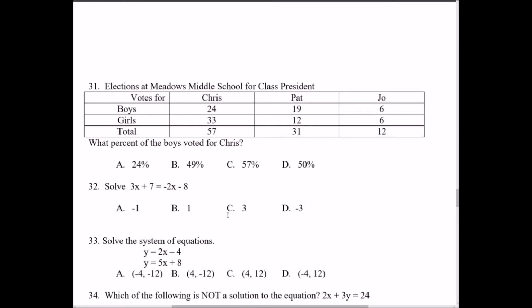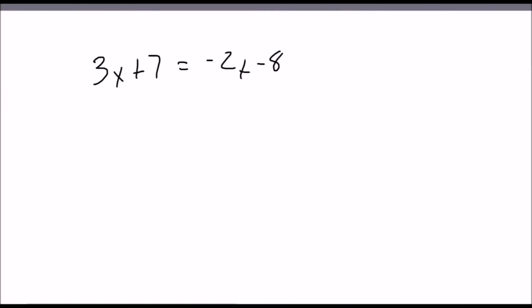Number 32. Solve 3x plus 7 is equal to negative 2x minus 8. So let's go ahead and write that down. 3x plus 7 is equal to negative 2x minus 8. Let's switch over and look at it. So what do we need to do here? Well, we need to get x by itself on one side of the equation. And how are we going to do that?